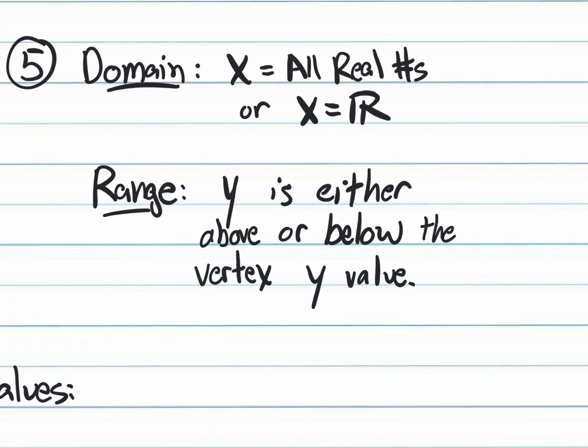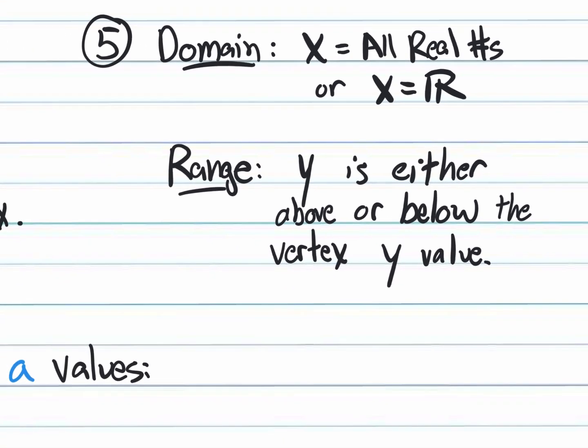Now we also have domain and range of any parabola. The domain of any parabola will be x equals all real numbers. Or you could also use this notation, x is an element of the R with the double stick, that means all real numbers, right? So the domain for any parabola will always be all real numbers because it goes to the left and to the right forever. Now the range are your y values, and y is either going to be above or below that vertex y value. I should say above or below or equal to. So greater than or equal to or less than or equal to the vertex y value, okay? Depending on if it opens up or down, which you could tell by looking at your a value.